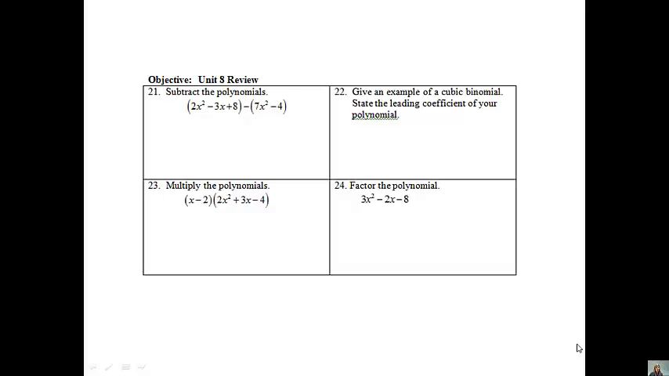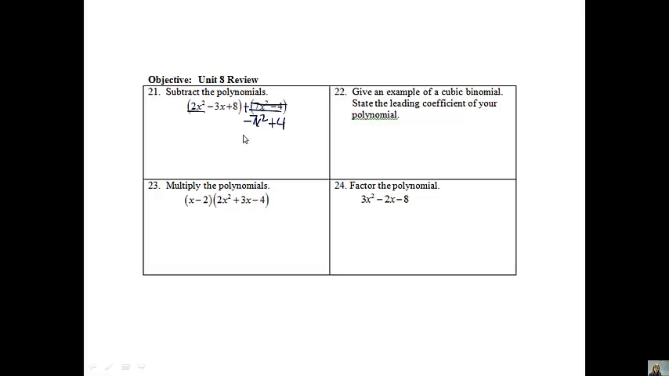Okay, number 21 through 24, our unit 8 review. Subtract the polynomials. If you recall, when there's a subtraction sign, we are going to basically do leave, change, opposite. So leave, change this, and then we're going to take the opposite of what's inside. So 7x squared is going to become negative 7x squared, and minus 4 is going to become plus 4. And we can just cross it out now because we're done using it.